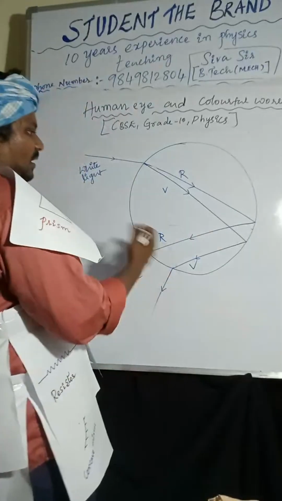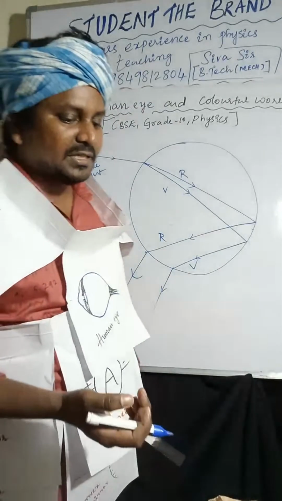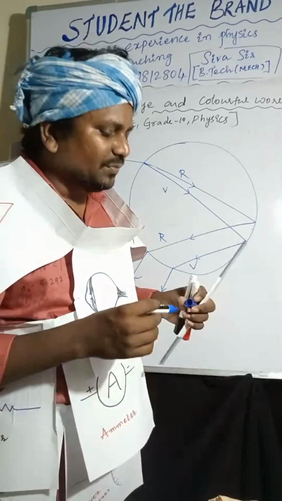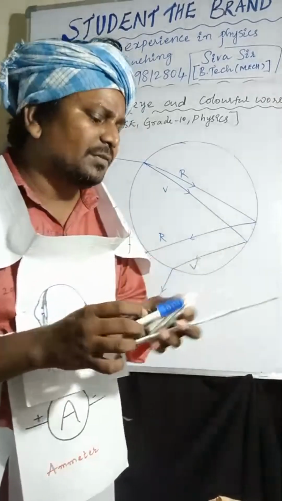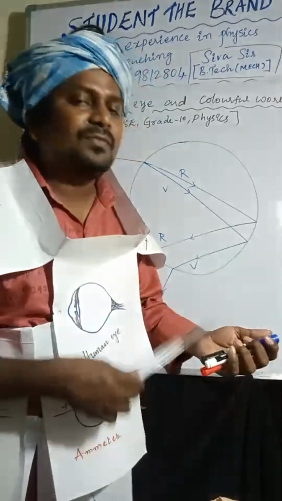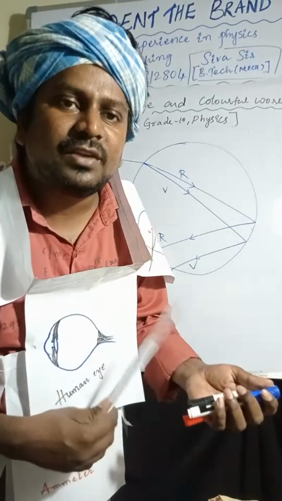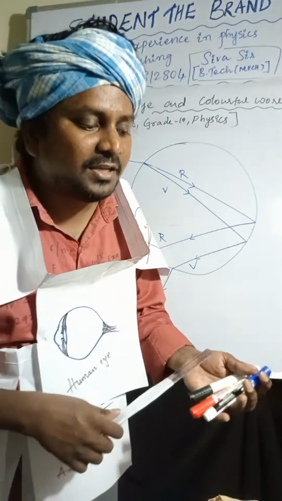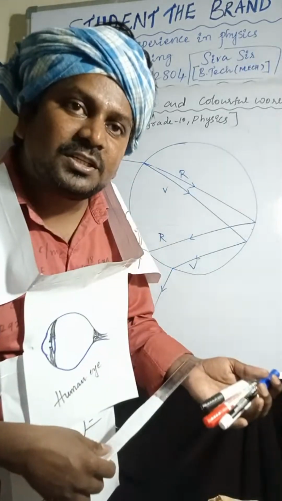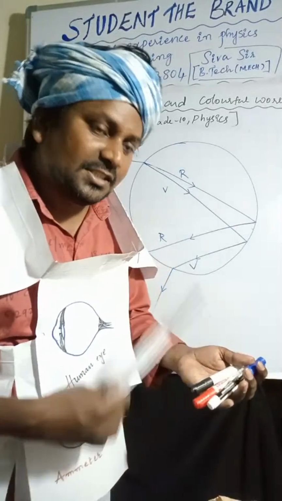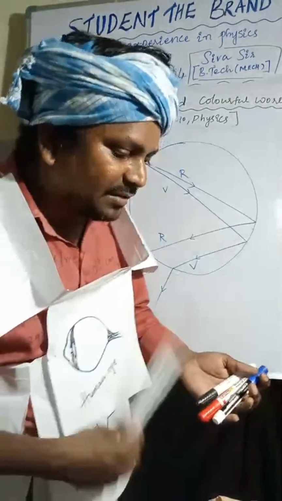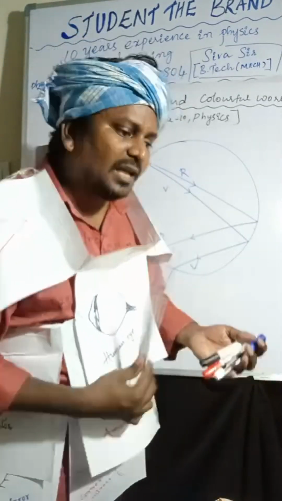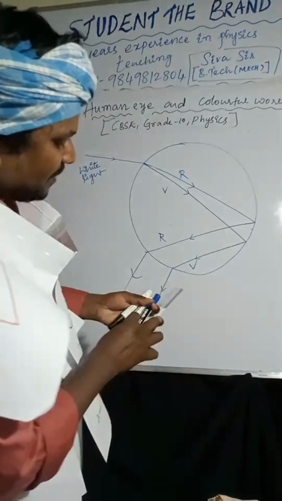So in the sky we can see a rainbow. What is the phenomenon involved in the formation of a rainbow? The phenomena involved in the formation of a rainbow are refraction, dispersion, internal reflection. Come on, you can see.